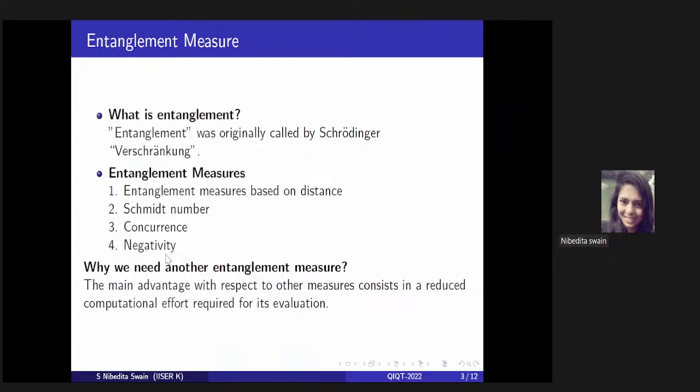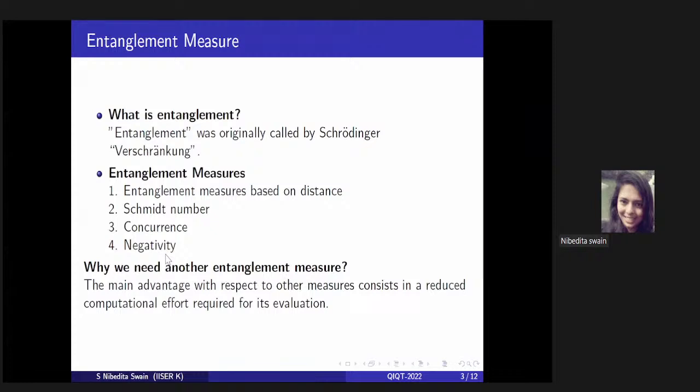Now the question is, what is entanglement? Entanglement was originally called by Schrödinger the statistical correlation between any two subsystems in a quantum system. Many entanglement measures are defined to measure entanglement in quantum systems. Here I have described some.